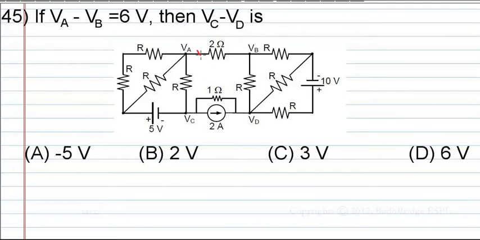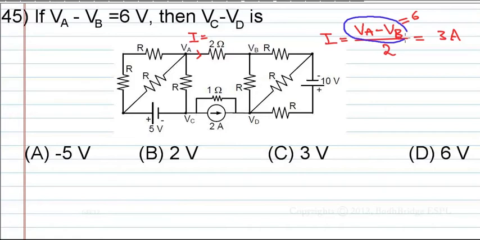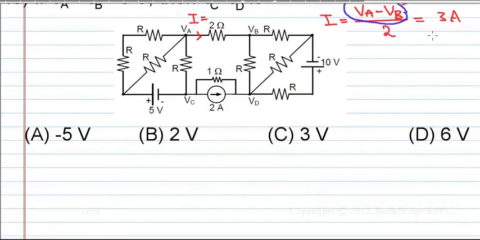So what is the current passing through this? I is how much? VA minus VB by 2. Since VA minus VB is given as 6, I am substituting it as 6. 6 by 2 is 3 ampere. 3 ampere current is flowing from A to B. It is going here like this.